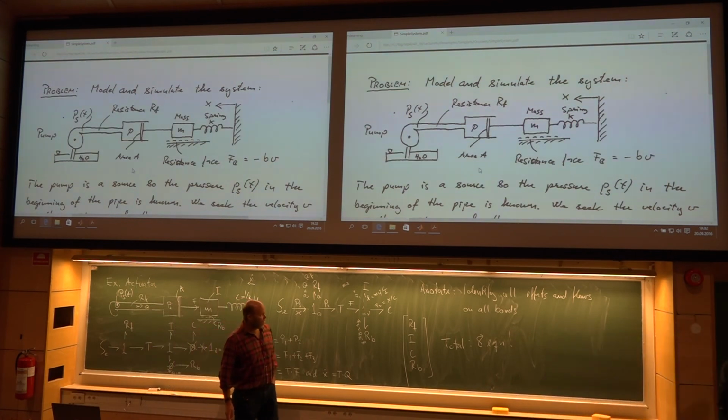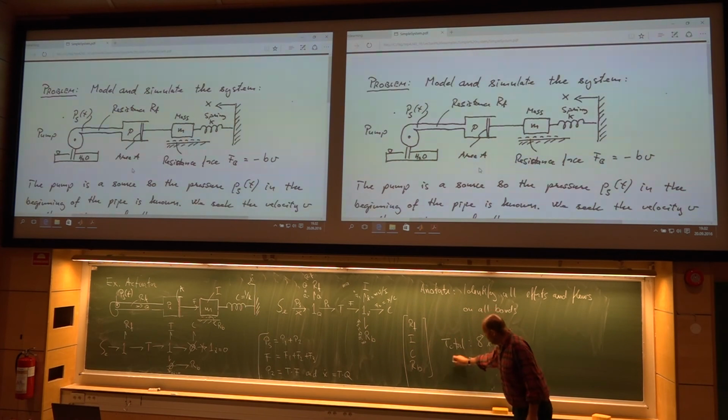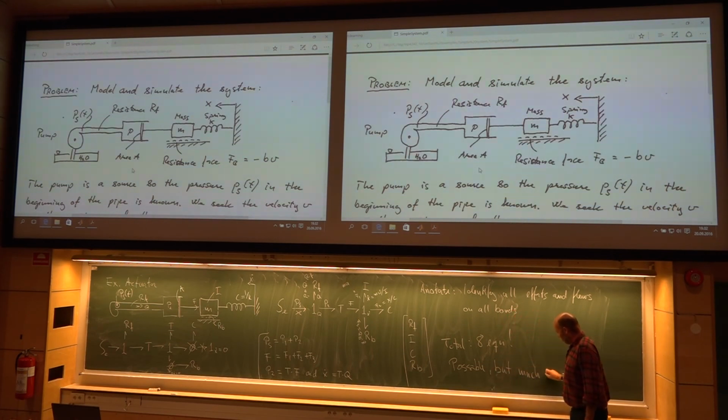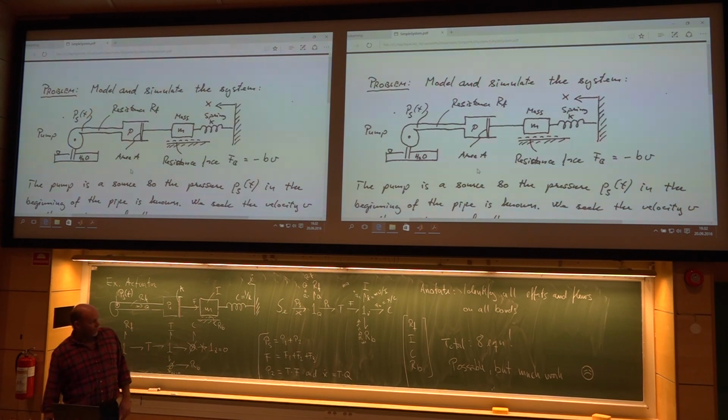So yes, it is possible to find the set of equations, but it is much work. So we don't like to do it, and we are not going to. Any questions? Then we'll see how we can avoid all this work in the next lecture. We take a break.